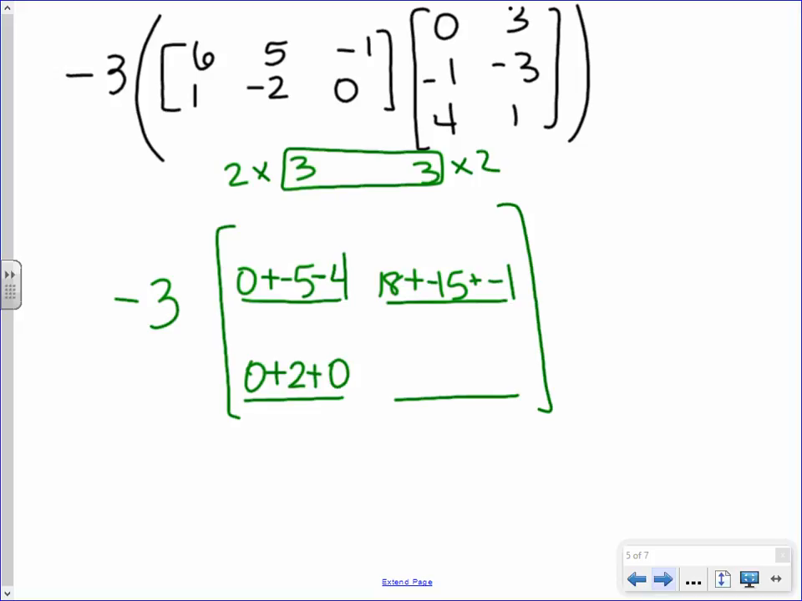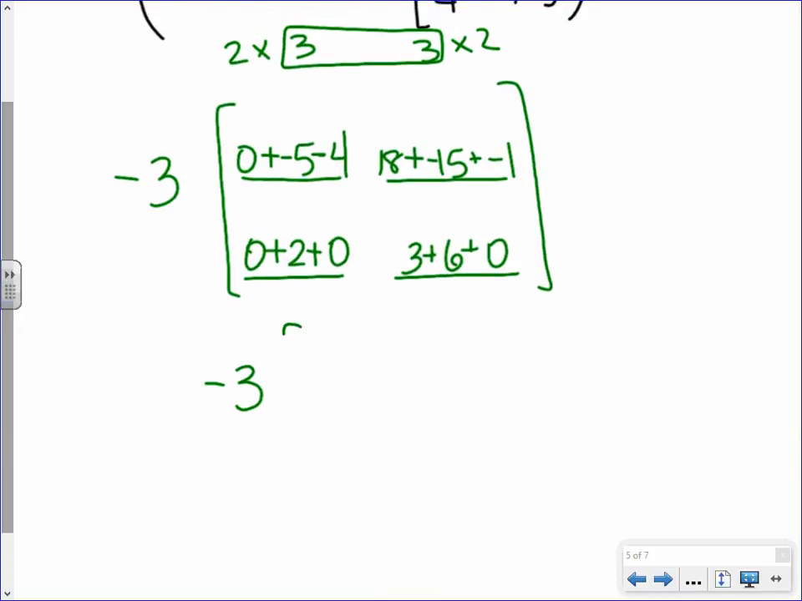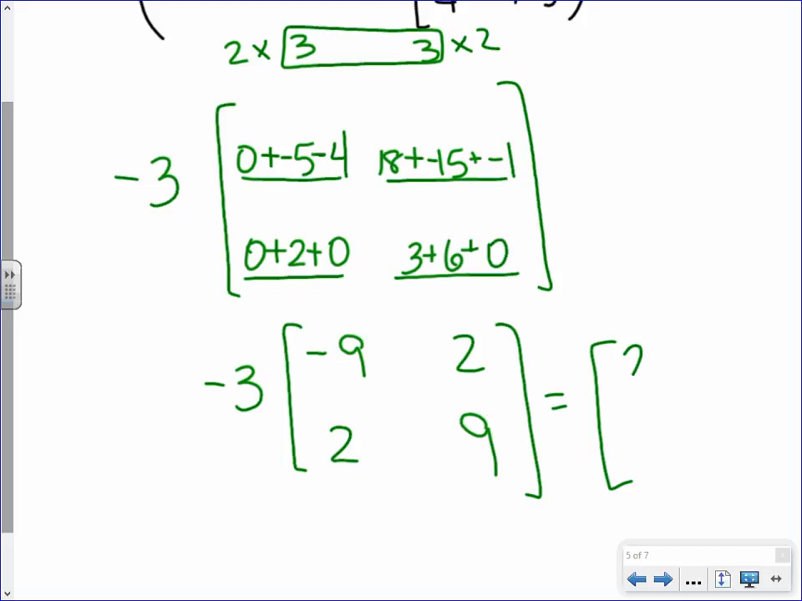Second row, second column, we have 1 times 3, -2 times -3, and 0 times 1. Questions on any of those values? So what we have is -3 times the matrix -9, 2, 2, 9. Oh, that's nice. Okay, Henry, what do we get when we take -3 times this matrix? You get 37, -6, -6, -37. Excellent.